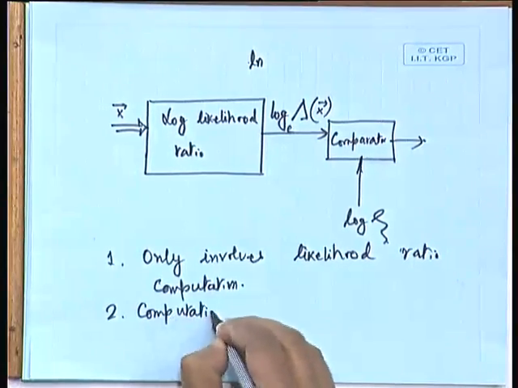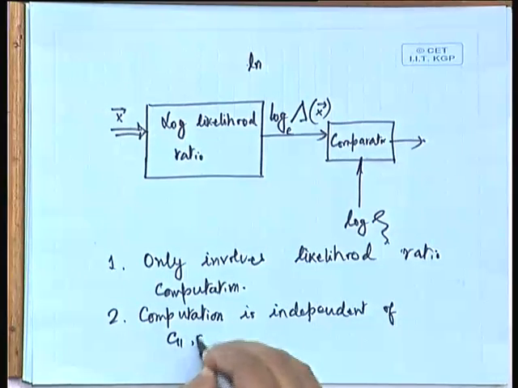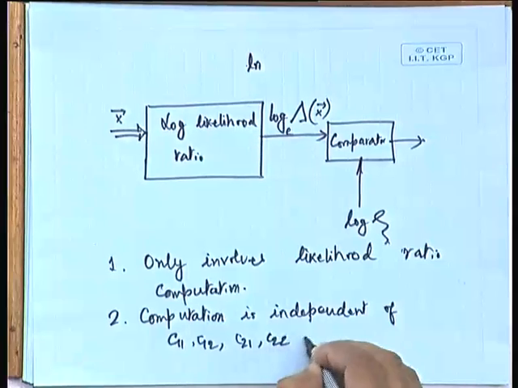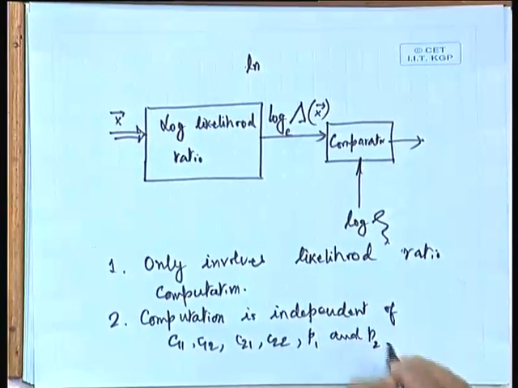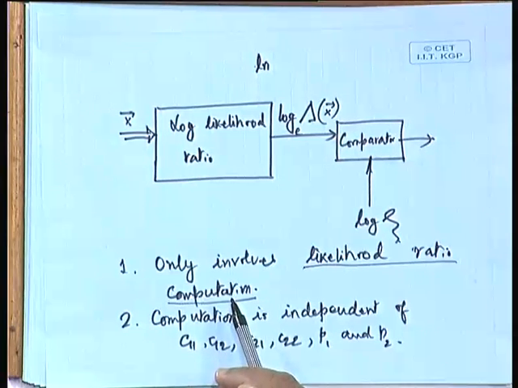So, the computation is independent of C11, C12, C21, C22, P1 and P2, all the a priori assignments that we are making. But that says only that this log likelihood ratio is not dependent upon these factors. The decision is indeed dependent upon C11, C12, C21 and C22, because ultimately these parameters affect xi. If they affect the threshold, then naturally the decision making is very much influenced by the choice of these parameters, but the computational part is only this. So, this is a great advantage of the Bayes classifier.